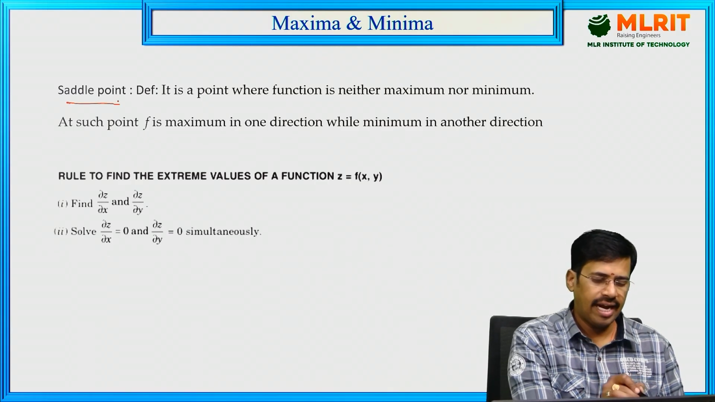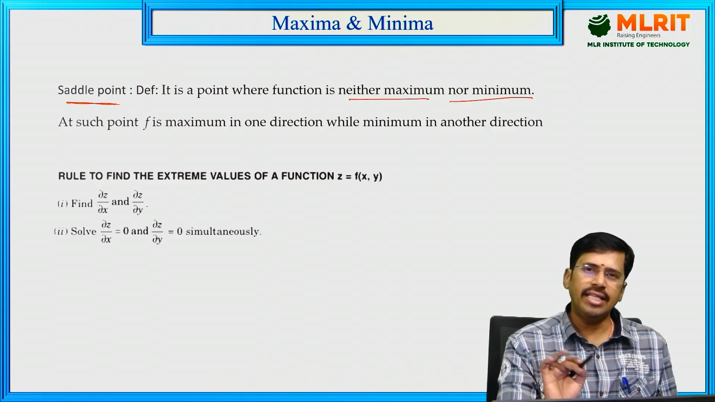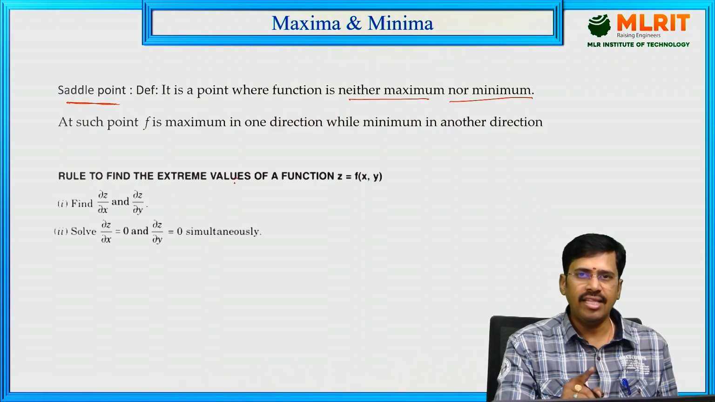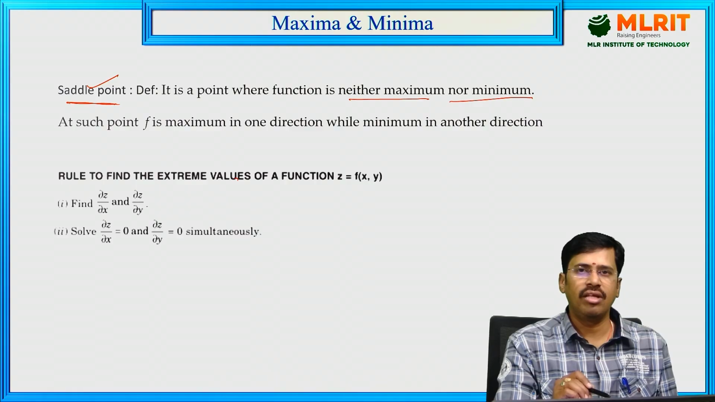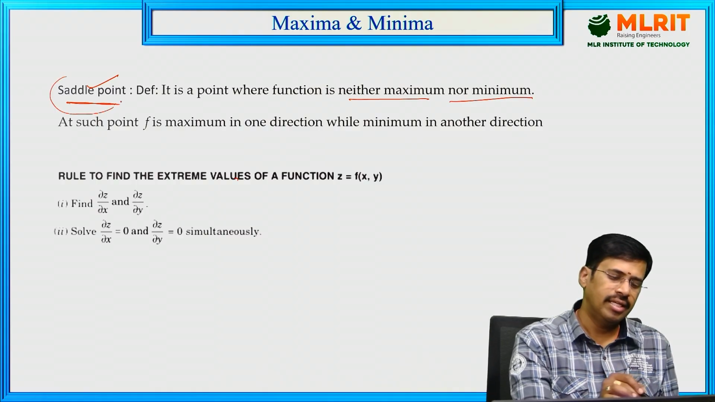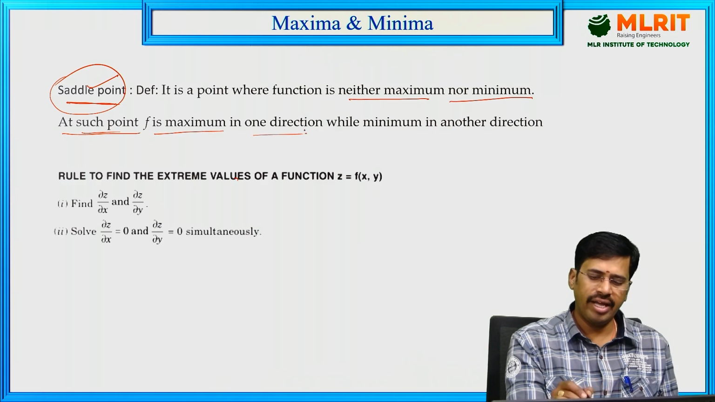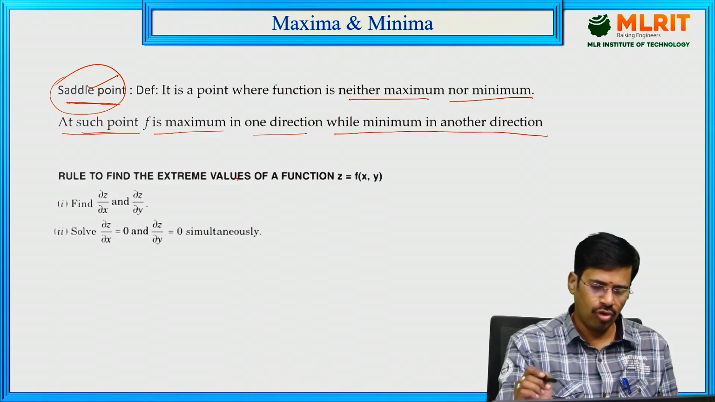Let us see what is a saddle point. It is the point where the function is neither maximum nor minimum. Either maximum or minimum is called an extreme value, and neither maximum nor minimum means that the point is called a saddle point. The point where the function doesn't have a maximum value or minimum value is called a saddle point. At such a point, f is maximum in one direction while minimum in another direction, so we have neither maximum nor minimum values.